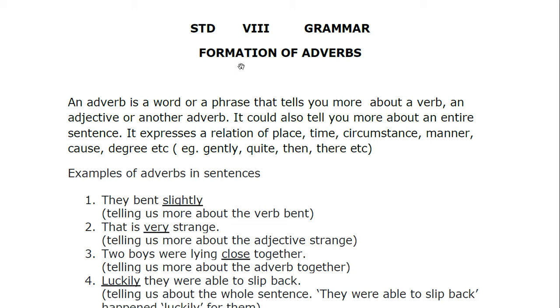An adverb is a word or a phrase that tells you more about a verb, an adjective, or another adverb. Till now in the seventh, you learned only that an adverb tells you more about a verb or an action. Now you know an adverb tells you more about an adjective also, and also another adverb. So one adverb describes another adverb, one adverb describes a verb, and it also describes an adjective. You should remember: adverb describes a verb, adjective, adverb.